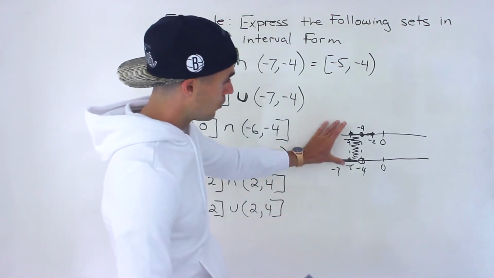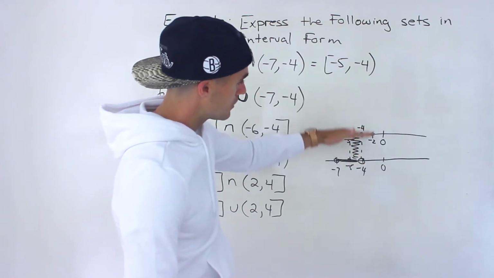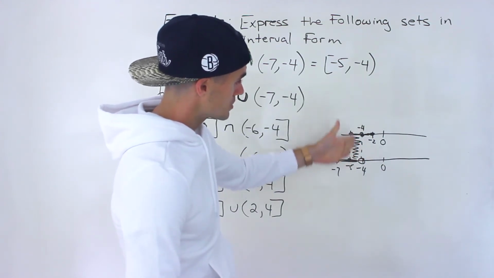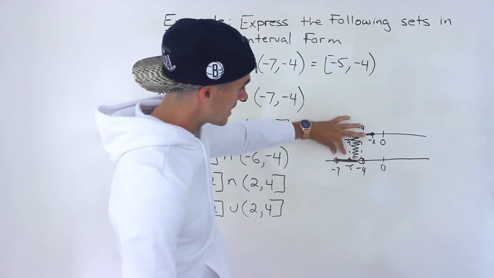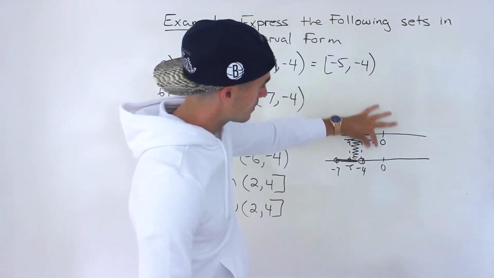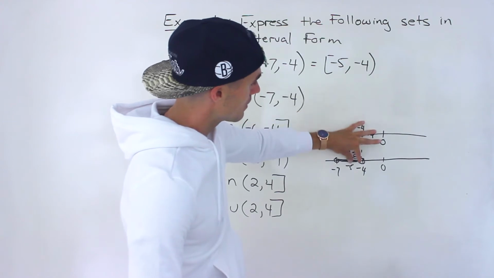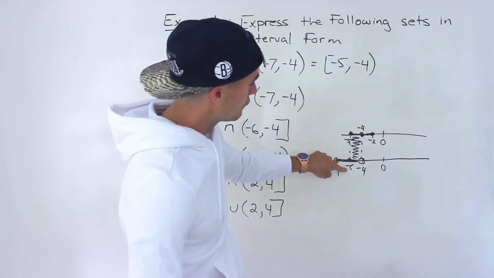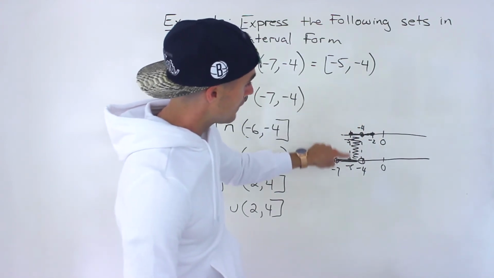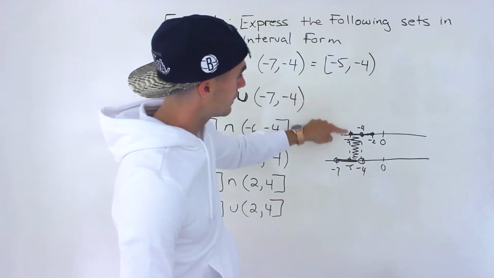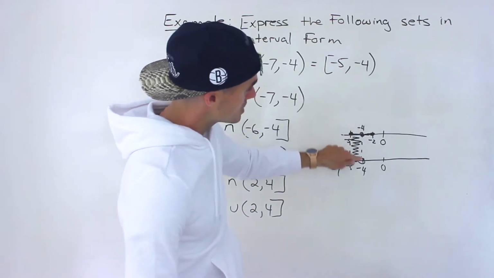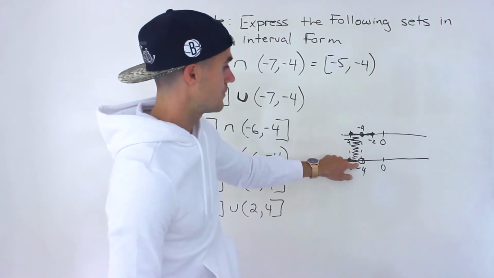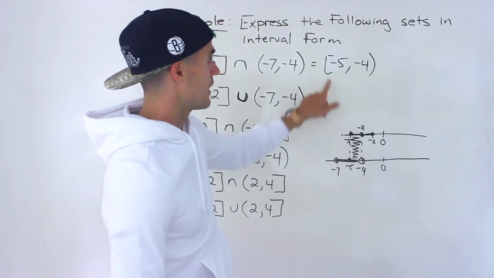What's common in both, if we look at both of these, which parts are common? It's this area that's common in both. This area is not in this one, and then this area is not in this one. Only this area is in both. It starts at the -5. -5 is in both, so we include the -5, but it goes up to -4, but -4 is not in this one. Okay, so that's what the answer would be.